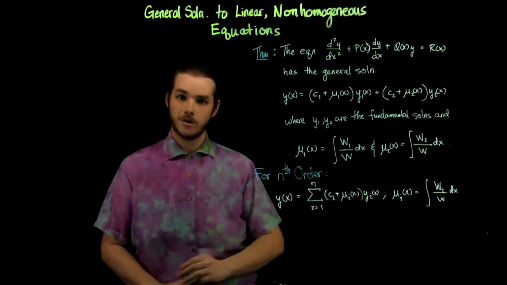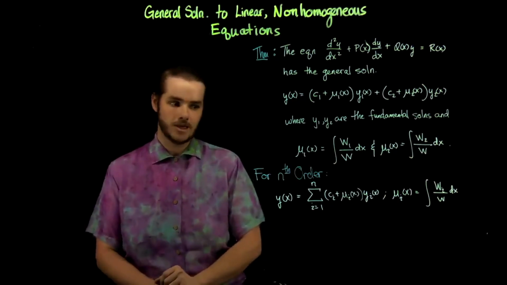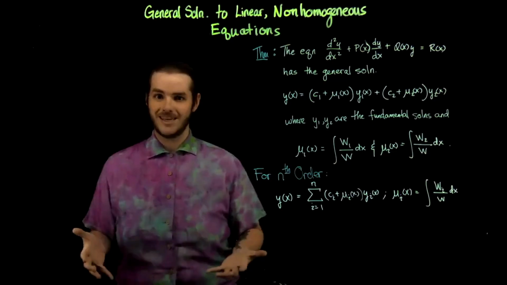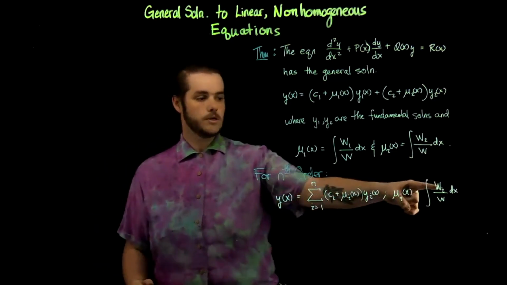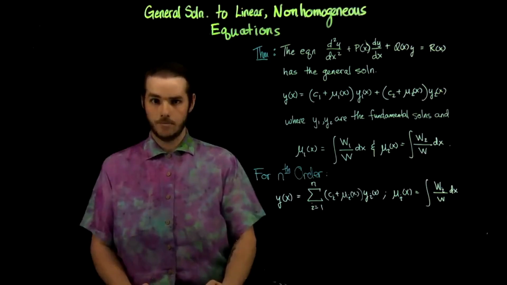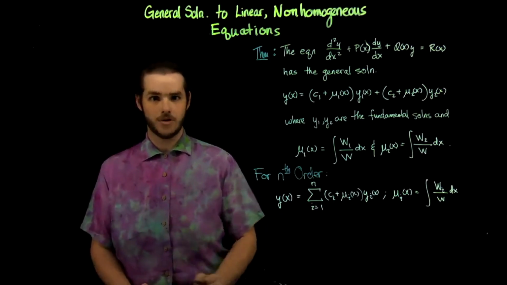In fact, if you want to go to higher order, nth order say, you do that for each fundamental solution. For each fundamental solution, you take the Wronskian of all of them, you compute Wi by replacing the ith column with a bunch of zeros until you get to the last spot where you put r.